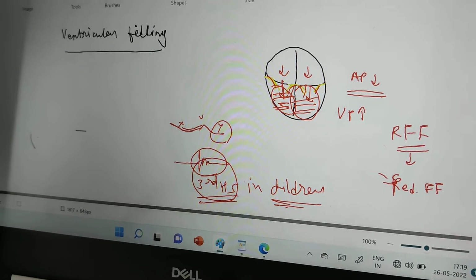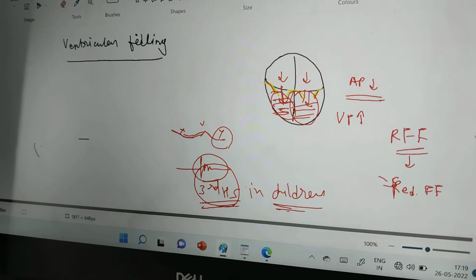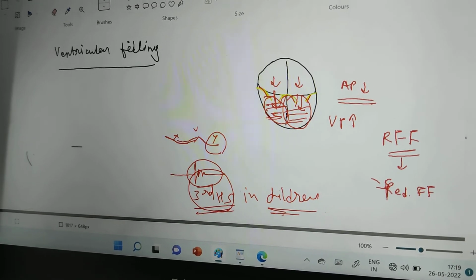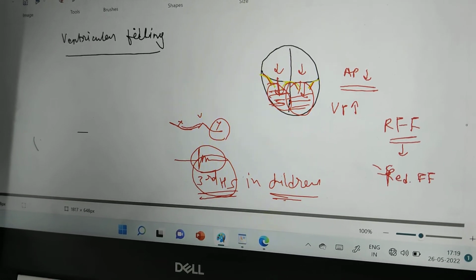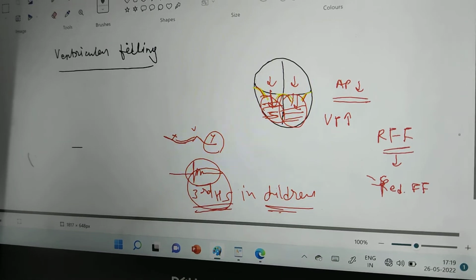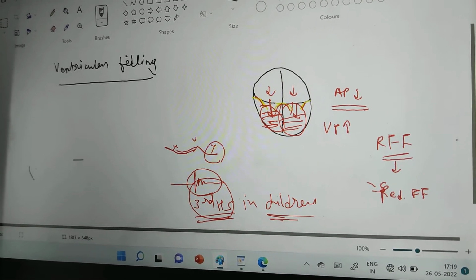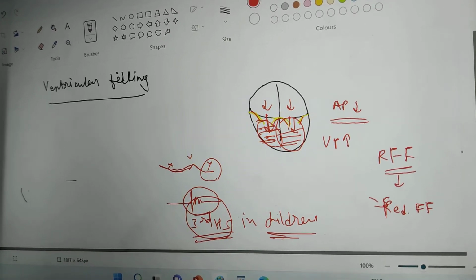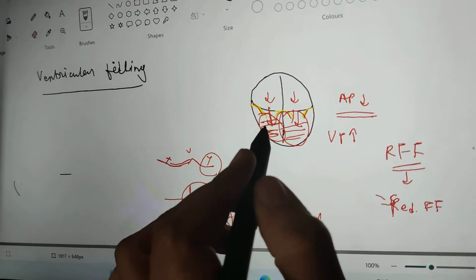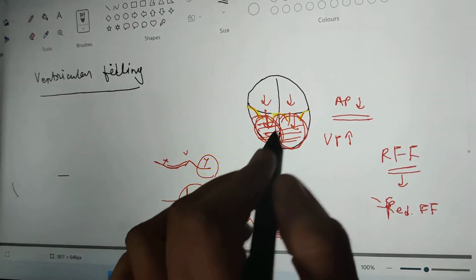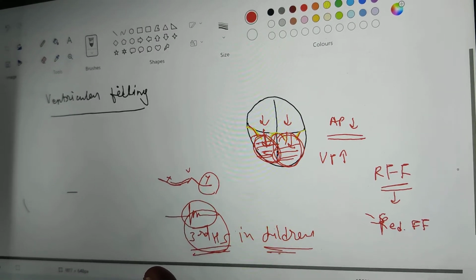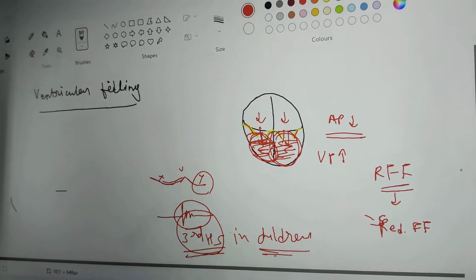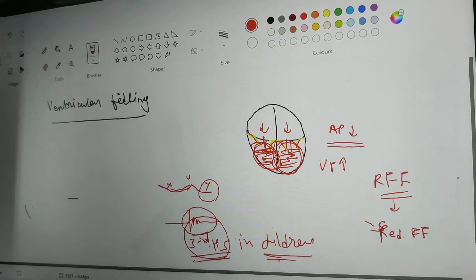Then diastole is usually twice the length of systole at rest, but decreases with increased heart rate.